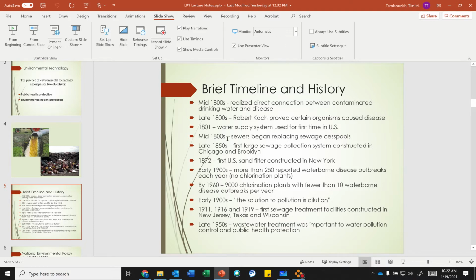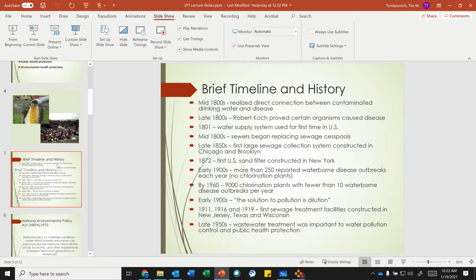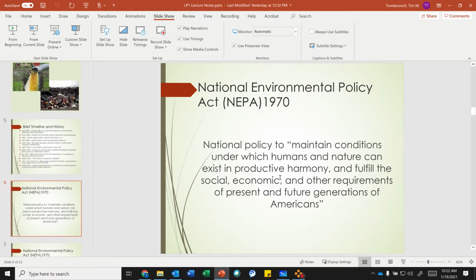All right. So we are still in the process of making things better, and there are still communities that need their systems to be upgraded. So 150 years, this whole timeline history has been in place where we started worrying about this stuff. So it's not that old. Some major policies. 1970 is the National Environmental Policy Act, NEPA. National policy maintain conditions under which humans and nature can exist in productive harmony and fulfill the social, economic, and other requirements of present and future generations. So that was a big act that was formed by Congress.